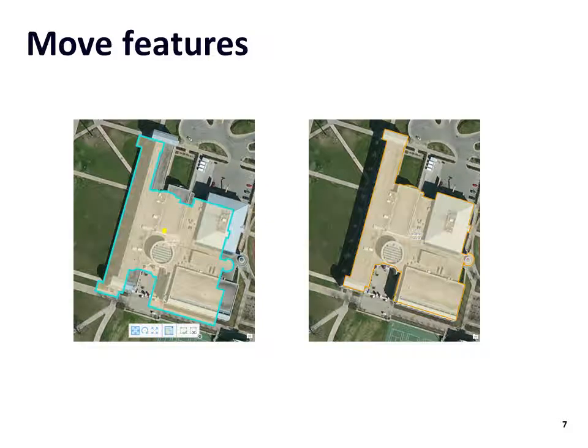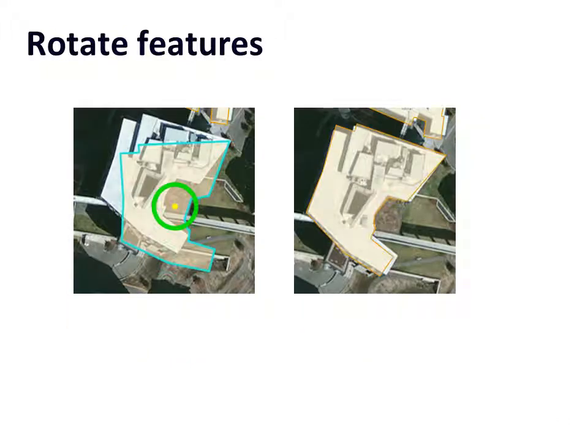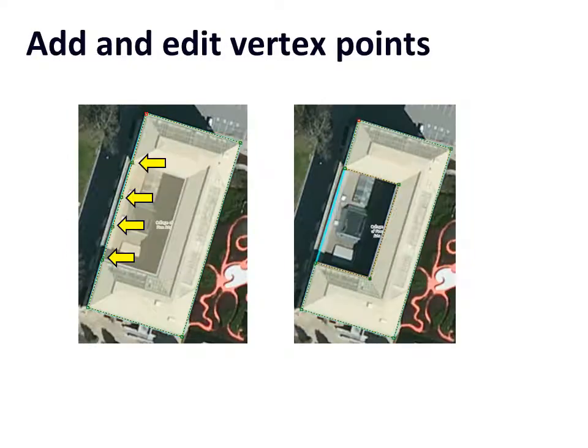Editing features is the other big component of digitizing. You can do things like move. In this example, you can see that the blue outline on the left is not exactly where it needs to be, and you can select certain tools within the options in Pro and then simply shift everything over to where it needs to go. You can also rotate things when they're not lined up properly.